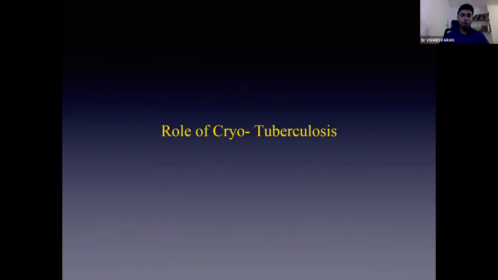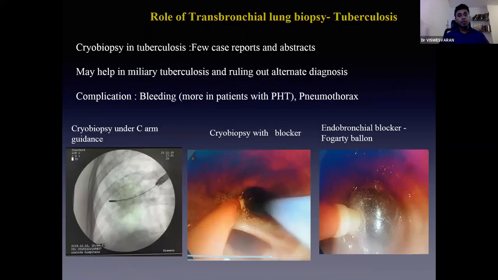So what is the role of cryo in tuberculosis? For cryobiopsy in tuberculosis, there are only very few case reports and abstracts. It may help in miliary tuberculosis and in ruling out alternate diagnoses, but you cannot send a cryo sample for tuberculosis culture. The complications are bleeding, especially more in patients with pulmonary hypertension, and pneumothorax.